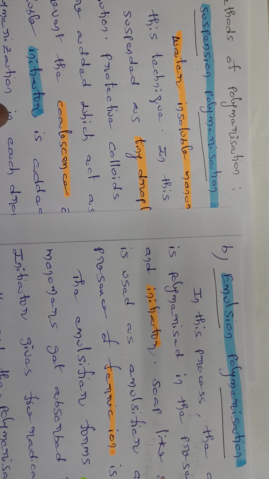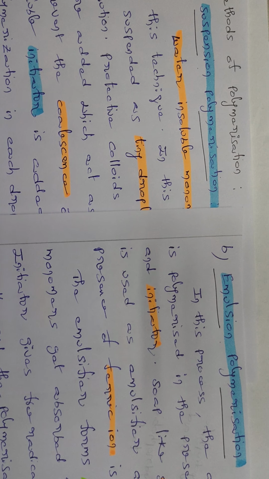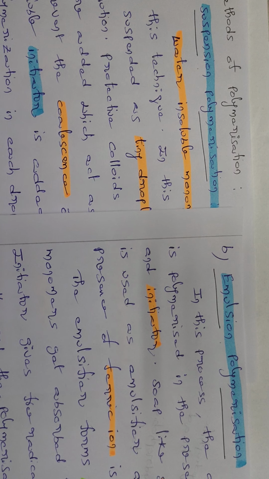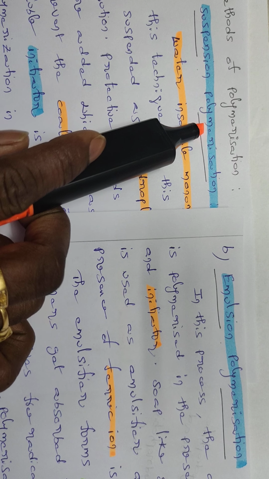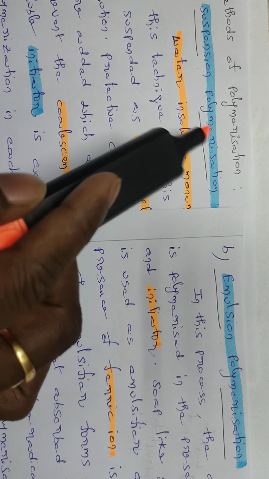In suspension polymerization, the monomers are suspended as tiny droplets. Then we should add some protective colloids to prevent the coagulation. Then a monomer soluble initiator is added in suspension polymerization, which initiates the chain reaction.